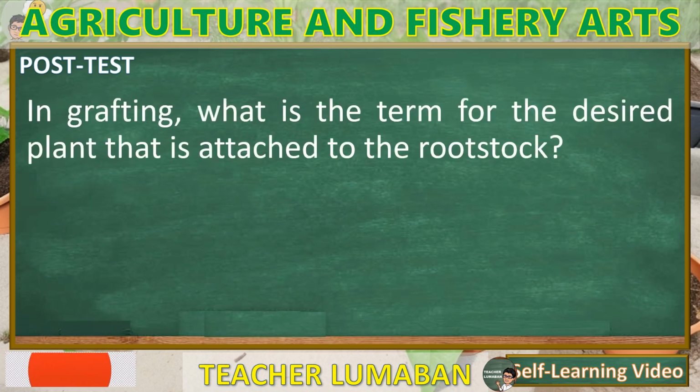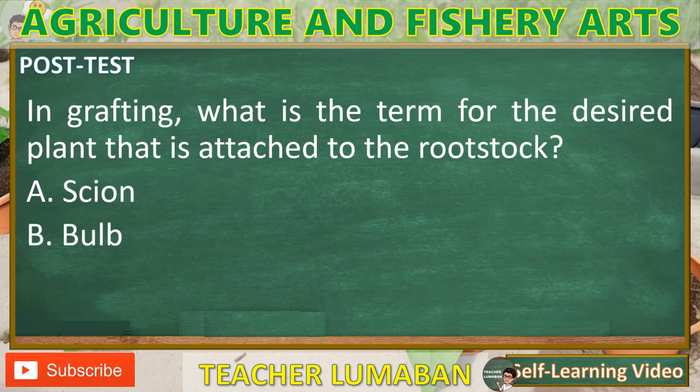In grafting, what is the term for the desired plant that is attached to the rootstock? A. Scion. B. Bulb. C. Offset. D. Cutting.